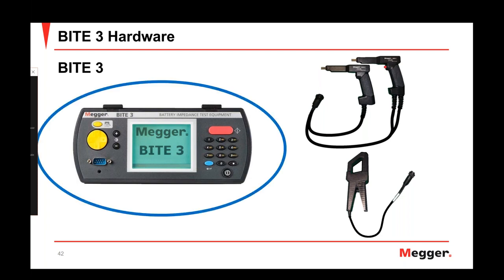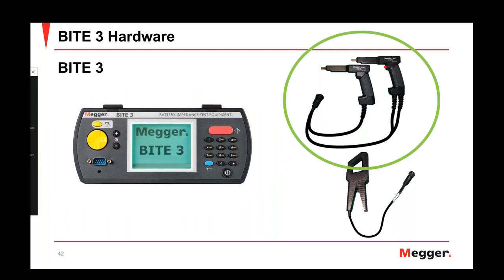With the BITE 3, we have the transceiver, and the transceiver allows us to configure the test and, like I said earlier, view our test results. Next, we have the test probe set, and the test probe set is going to be used like with the BITE 2P to take our measurements across the battery string.